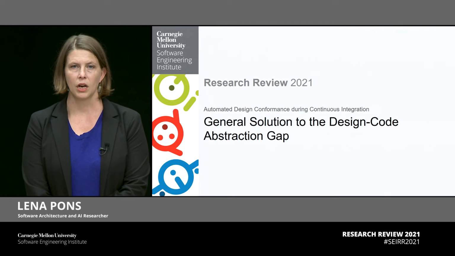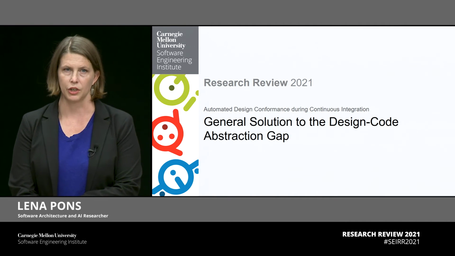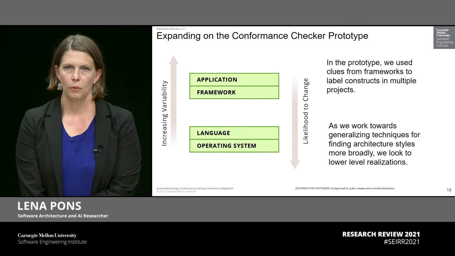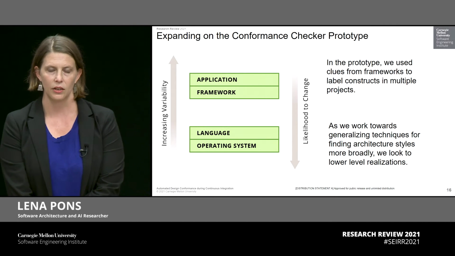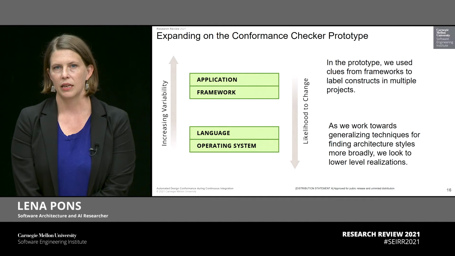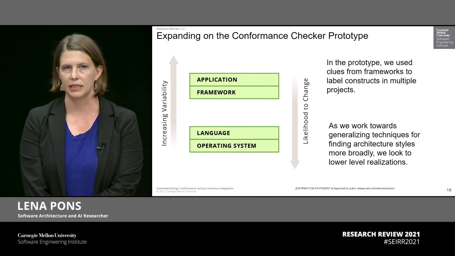So I'm going to talk about the design code abstraction gap and some steps towards a general solution. While we were building the prototype, we observed that characterizing architecture-level styles is very challenging. This is because the information that's required to characterize those different styles exists in multiple places across the software system.